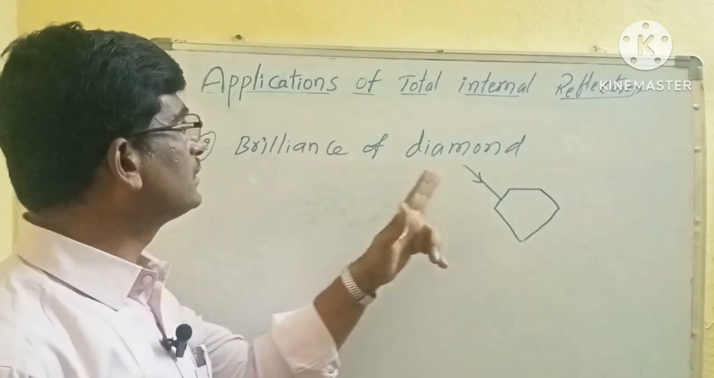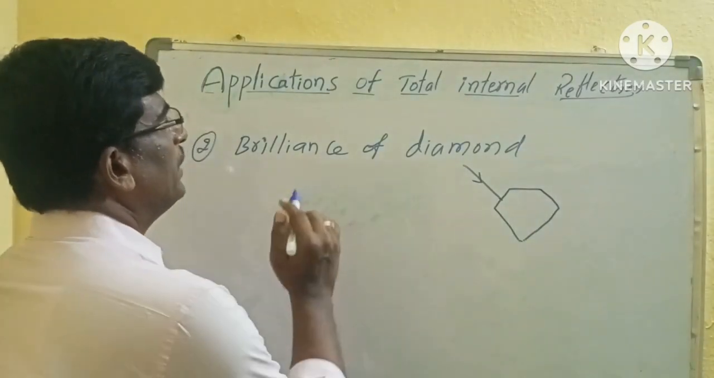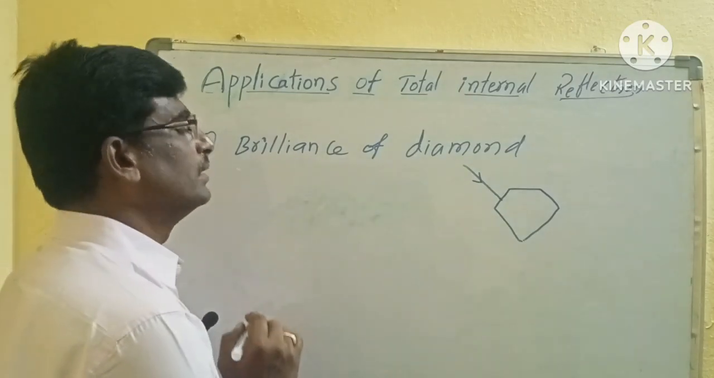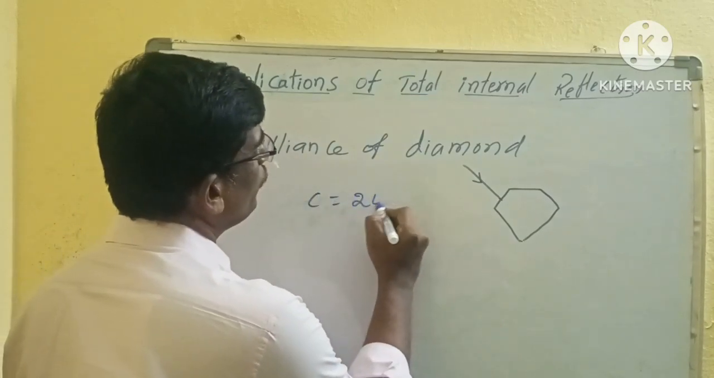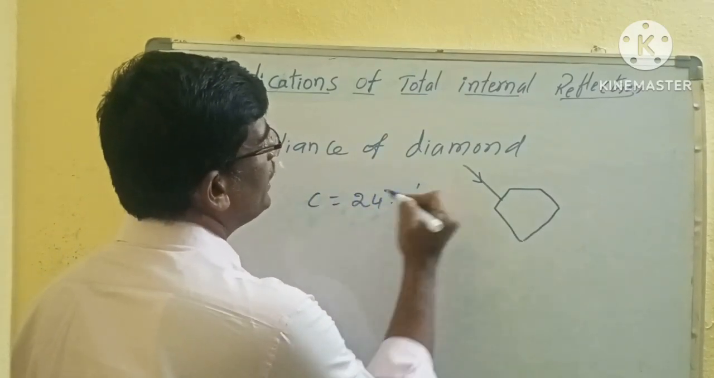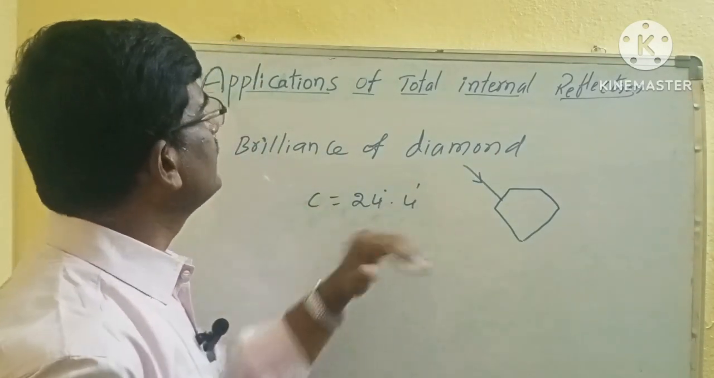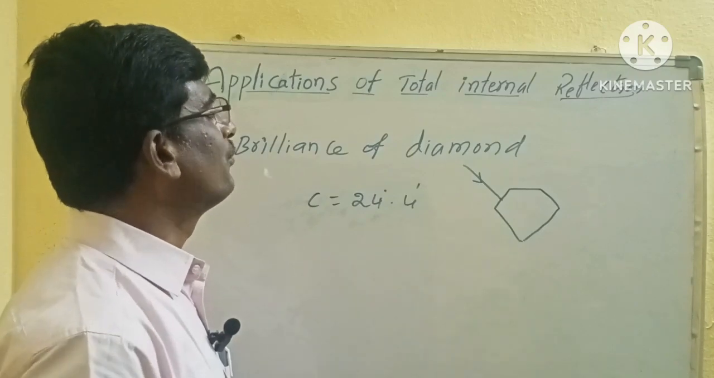The second one is the brilliance of a diamond. We see the brilliance of a diamond because of total internal reflection. Its critical angle is only 24 degrees 4 minutes, which means when the light is incident at an angle greater than this angle, it will undergo total internal reflection.